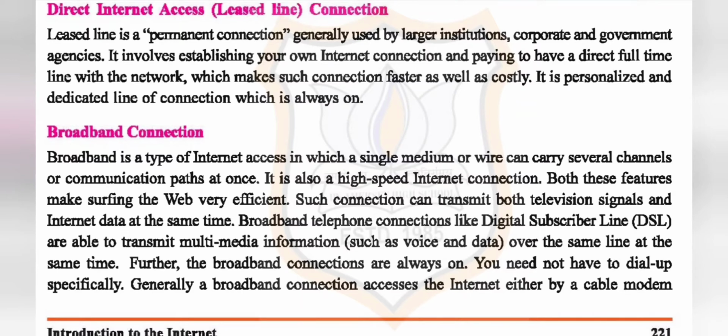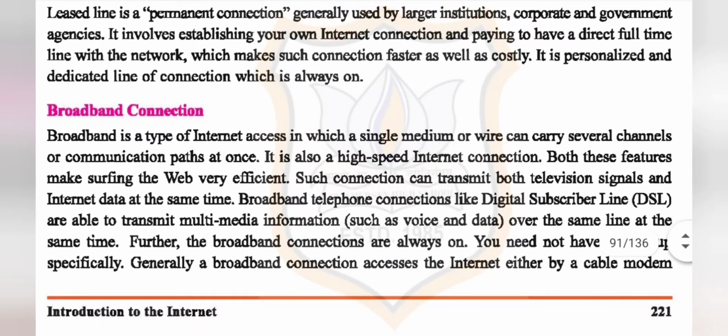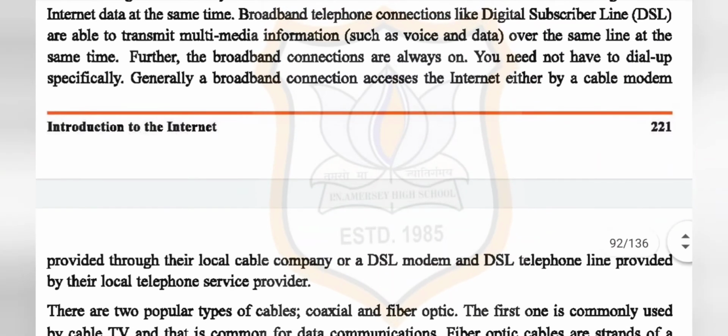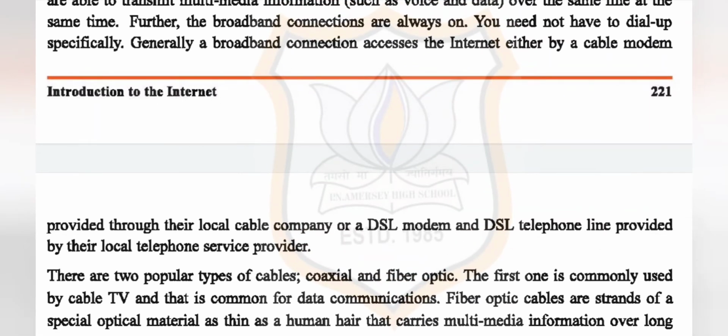Broadband connection. Broadband is type of internet access in which a single medium or wire can carry several channels of communication path at once. It is also a high-speed internet connection. Both these features make serving the web very efficient. Such connection can transmit both telephone signals and internet data at the same time. Broadband telephone connection like digital subscriber line, DSL, are able to transmit multimedia information such as voice and data over the same line at the same time. Further, the broadband connections are always on. You need not to have dial-up specifically.